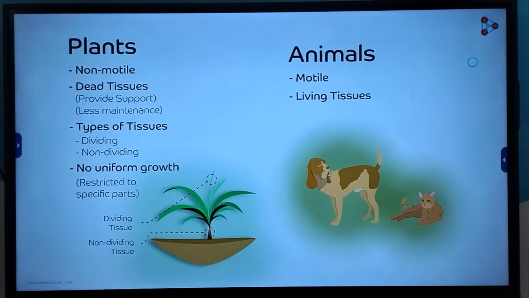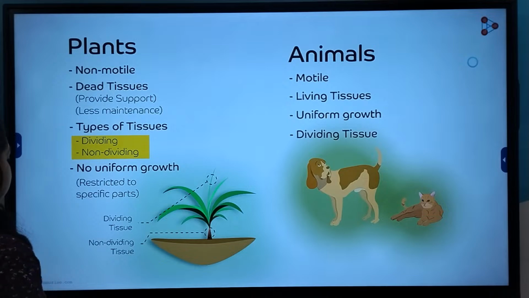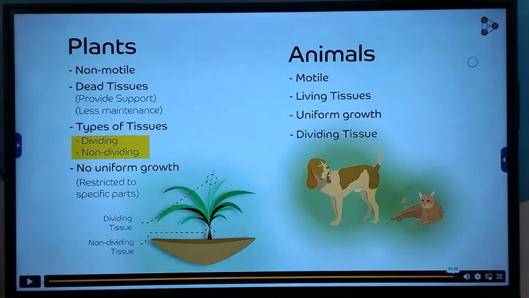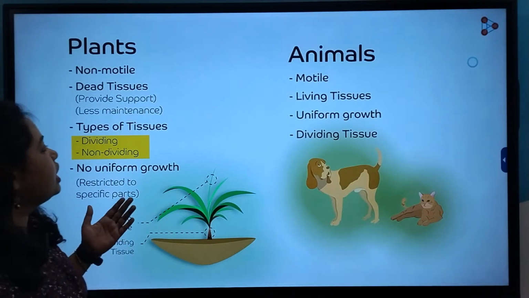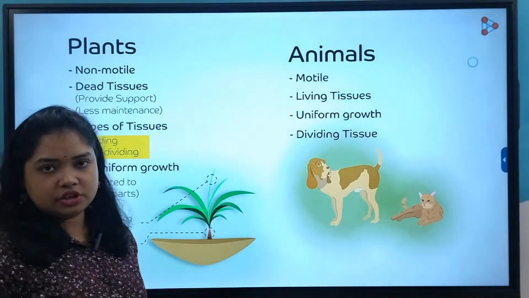Can this apply to the human or the animal body? Of course not. Humans and animals exhibit uniform growth throughout their body. Therefore, animals have tissues that divide spread throughout their body parts. They do not have these two types of tissues. In our further videos, we shall look at what these tissues are called as well as the characteristics of each type of tissue. So, here you can get a clear distinction between plant tissue and animal tissue.